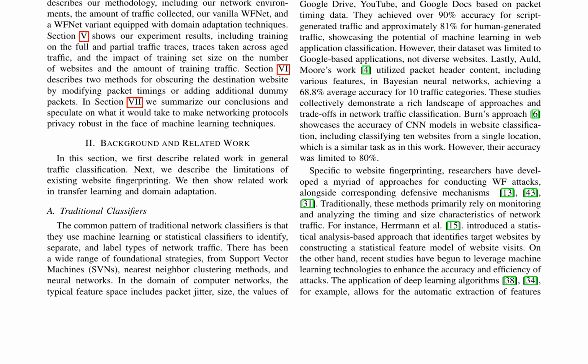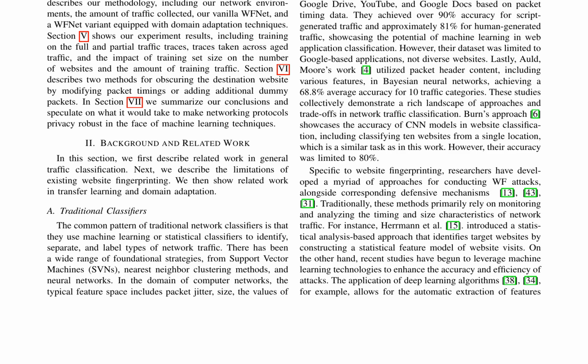In addition to discussing the background and related work, the paper outlines two methods for obscuring the destination website by modifying packet timings or adding additional dummy packets. These methods, known as inflation and active injection, aim to reduce the accuracy of WFNet in identifying websites.